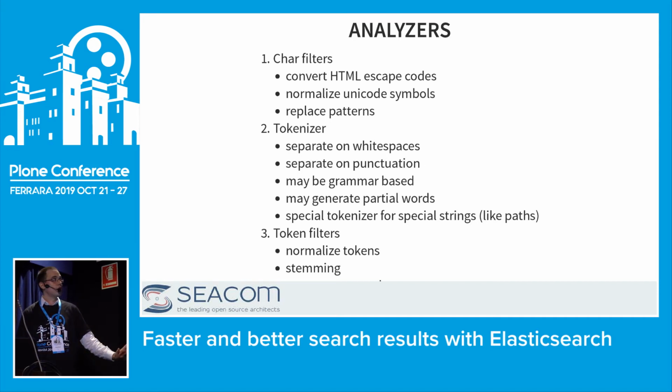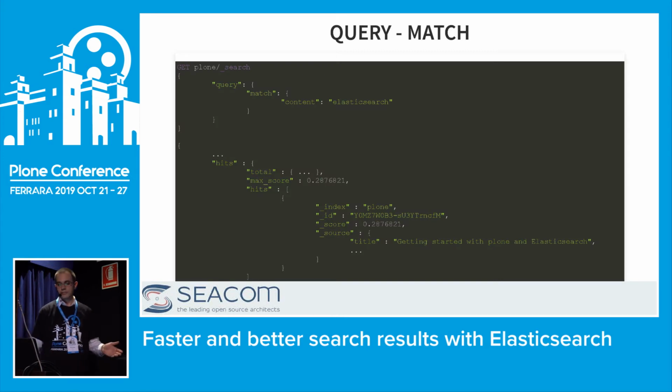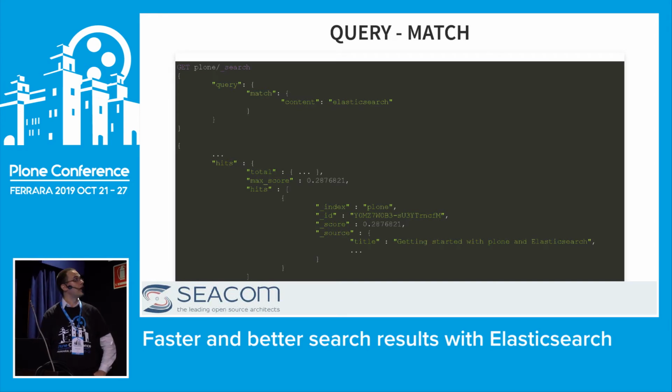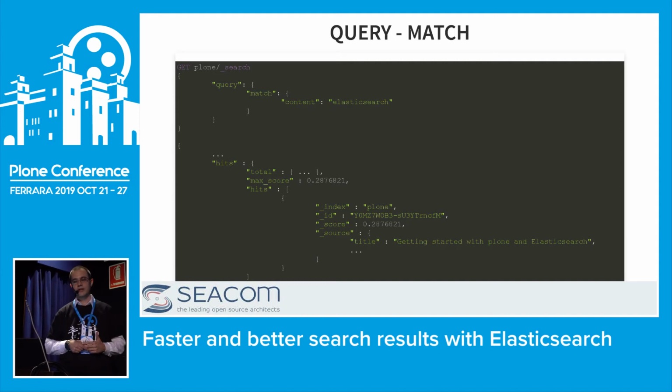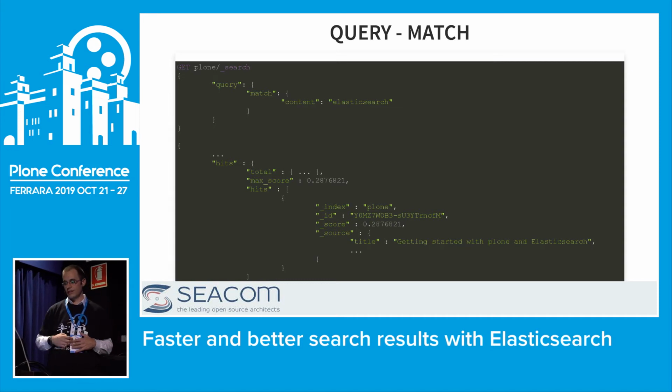So we have a document, we can make a query. And this is a simple query. We search for a term and we will find results. As you can see here, we have the score, because all documents are scored using the terms of the query. For example, this is a query with just one term, Elasticsearch.